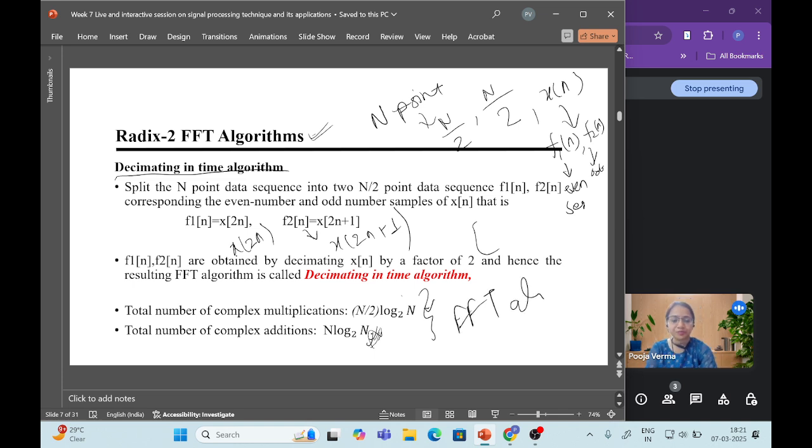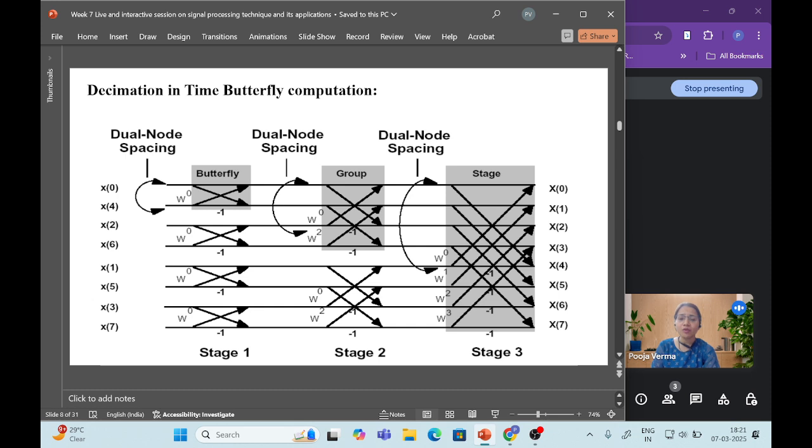So we will just follow this procedure. Divide the N-point sequence into two parts, then we follow the even and odd sequences. Now, how will we solve the decimation in time? We will use the butterfly diagram. This diagram is called a butterfly diagram.